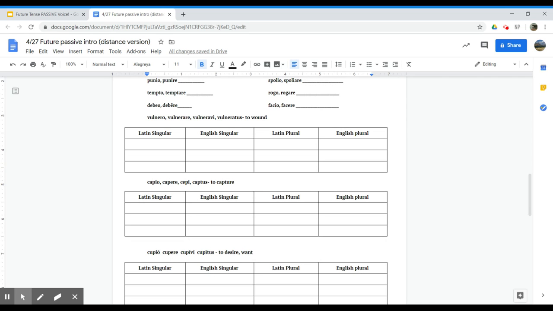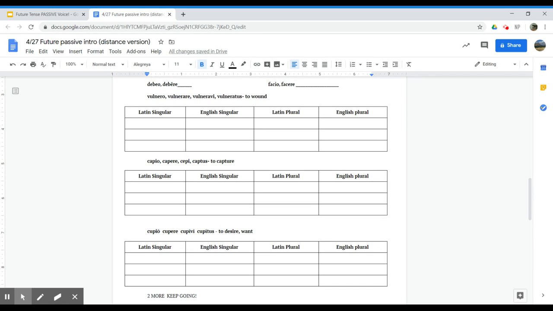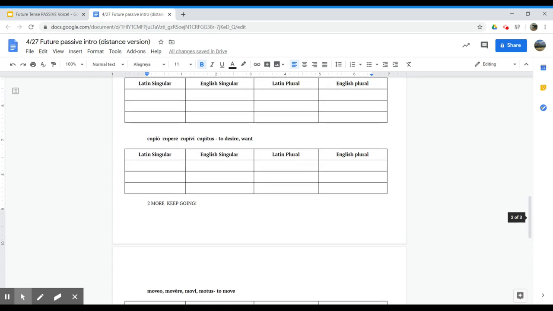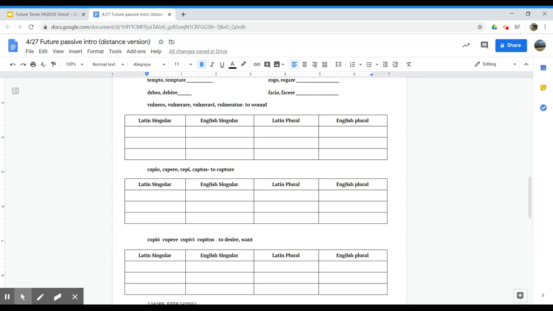All right, now on to the real focus of this lesson. It is conjugating these 5 verbs in the future tense. I'm going to do the first one with you. Vulnero, vulnerare, vulnerari, vulneratus. It means to wound. Words like vulnerable come from this, or invulnerable. And notice it says Latin singular, Latin plural, English plural. We want to make sure we fully conjugate it. We are not showing a snapshot of this verb in our different tenses. That's called a synopsis. Instead, here we are fully conjugating it.